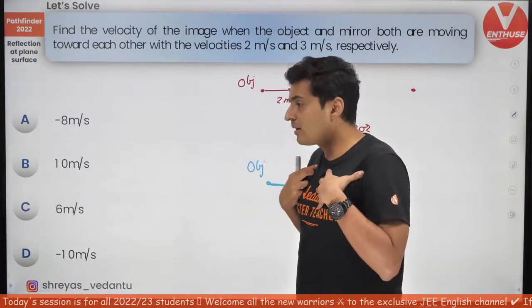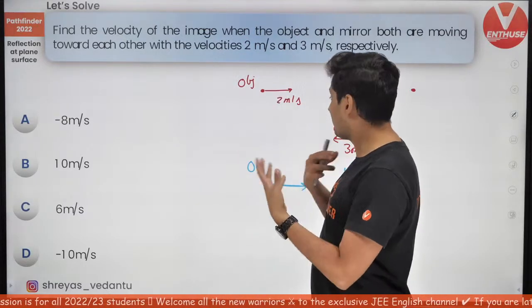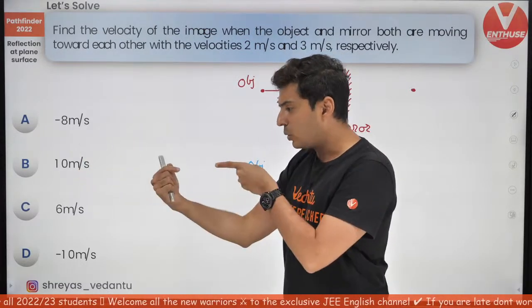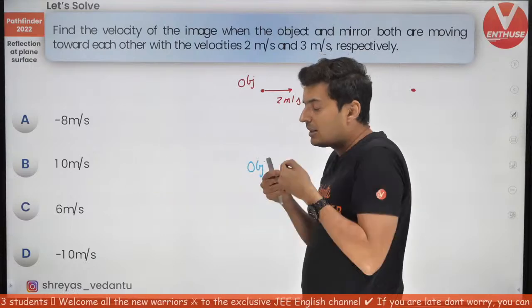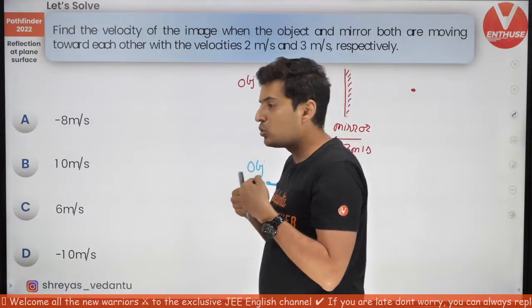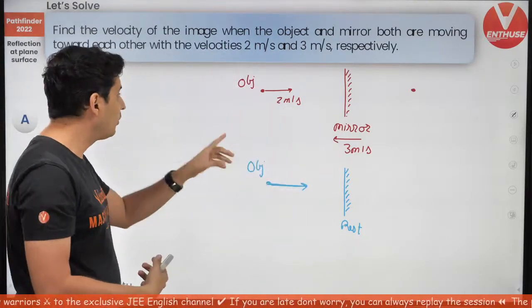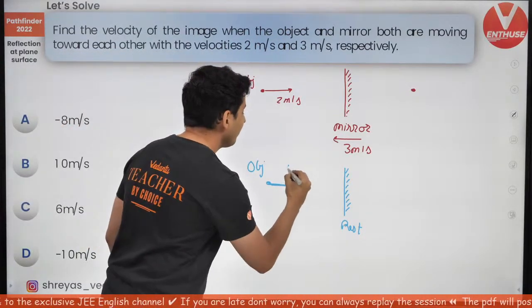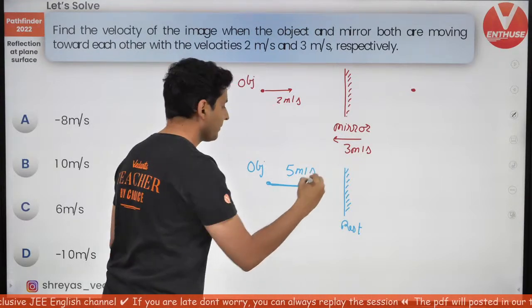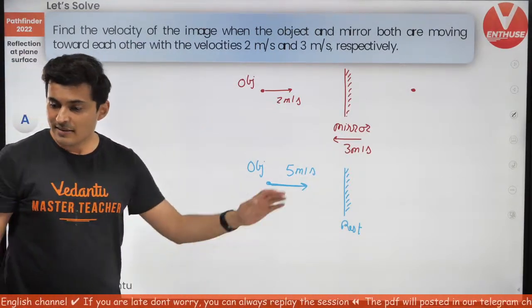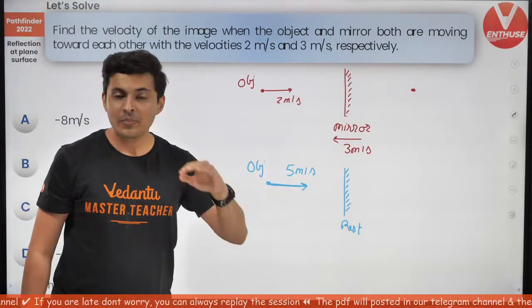You are the mirror, going with 3, and the object is coming towards you with 2. So for you, with what speed will the object come towards you? You are moving towards it, and the object is coming towards you. It will appear to move with 2 plus 3, which is 5 meters per second. Everybody agrees with this? 5 meters per second, agreed?